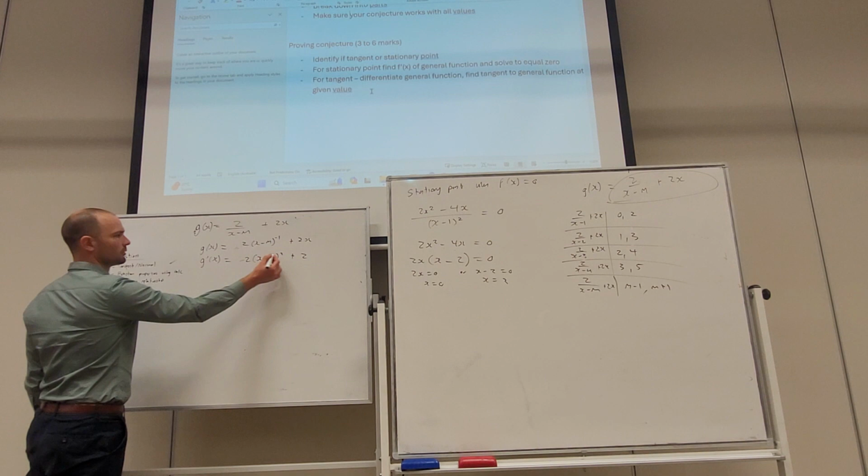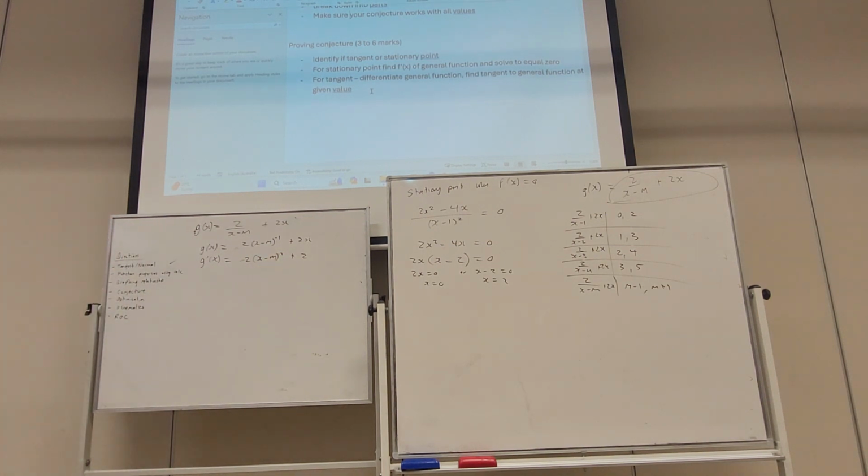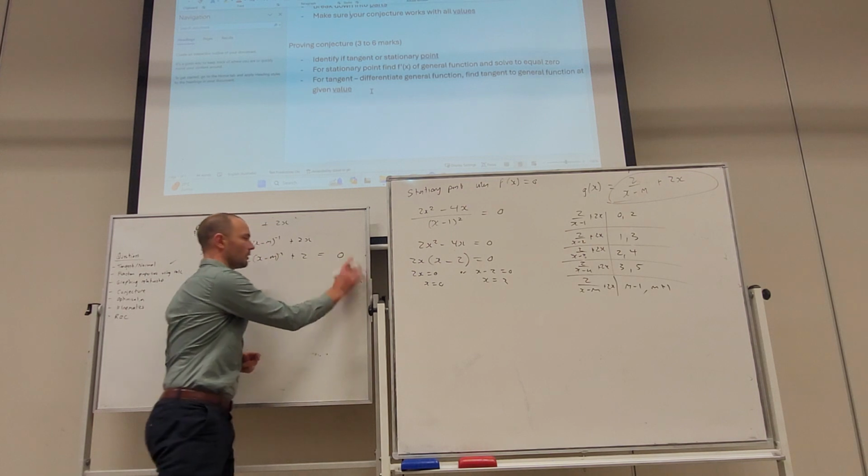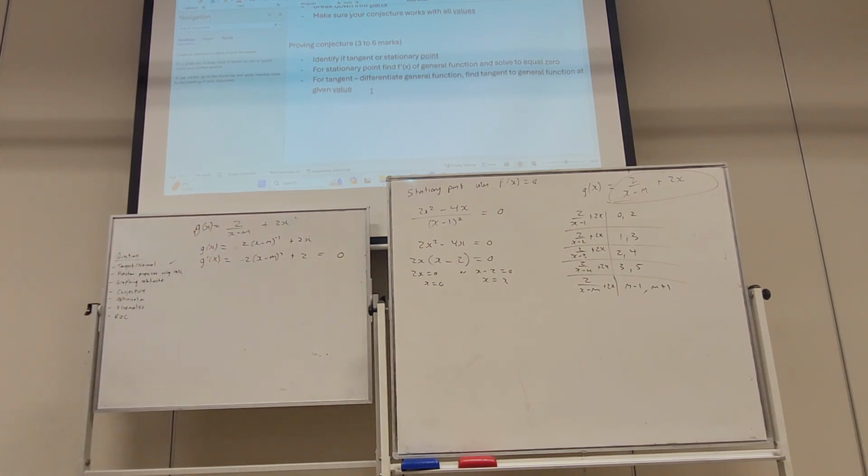That would be minus 2 times x take n to minus 2 plus 3. All right, so that's the first derivative. Now, all we have to do is find when does this equal 0. That's when the stationary points occur.